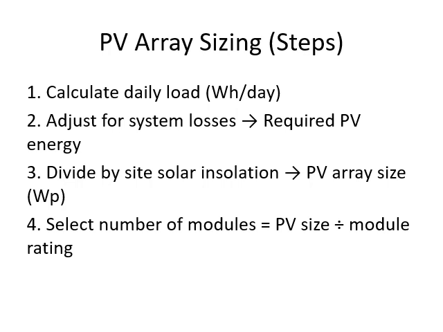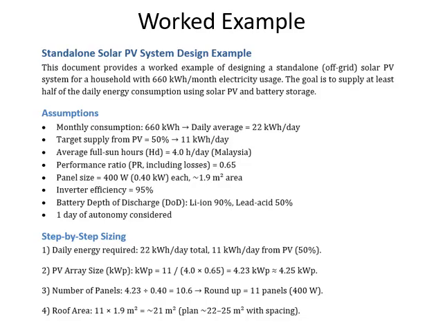Then divide by the site solar insolation to find the array size, and then select the number of modules, the photovoltaic size divided by the module rating. Then we can actually decide on how many modules we will need. Then based on each module's area, we can find how much total area we need to occupy on the rooftop. So there is this worked example.